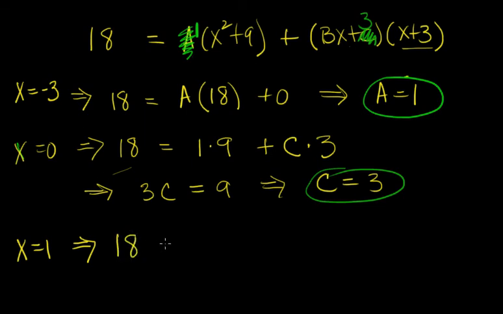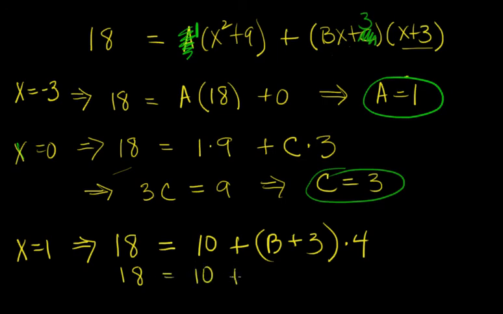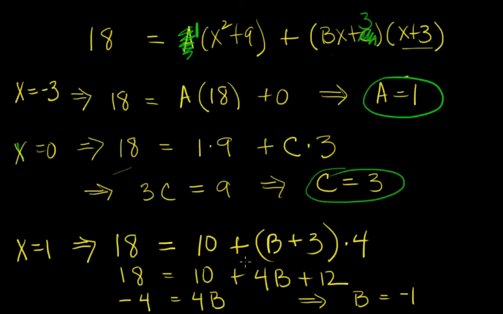So you see on the left we just have a constant. No value of x is going to change the left-hand side. So 18 is equal to x squared, 1 squared plus 9 is 10, times 1, 10, plus b times 1 is b, plus 3, the quantity, times 1 plus 3 is 4. So we can solve for b. 18 is equal to 10 plus 4b plus 12. So that's 22. Subtracting 22 from both sides, I get negative 4 is equal to 4b. So we have then b is equal to negative 1.